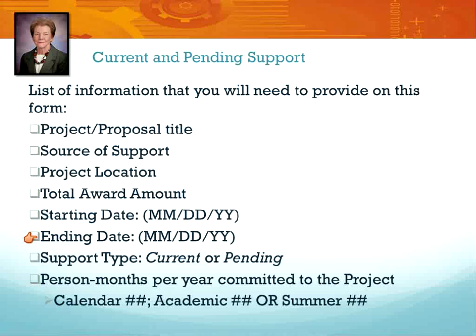And they give you, as you see here, the month, day, year designations, the way you will have to submit it on the form. Then it asks you for the support type, and you will check the boxes of which it is. If it is already funded, it's referred to as current, and if it's being proposed, it's pending. Now we get to the trickiest part of all, which is the person months per year committed to the project. And this is where most of the mistakes get made.